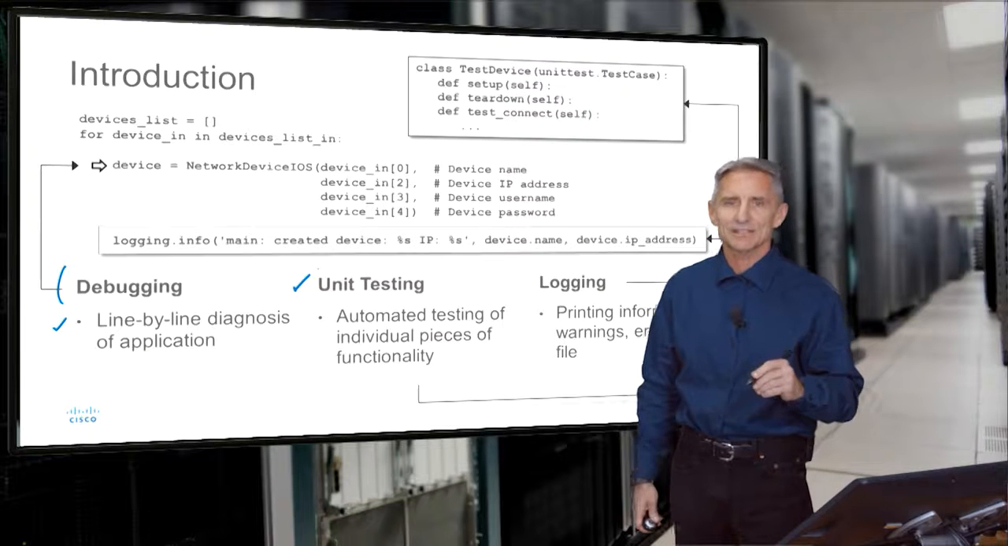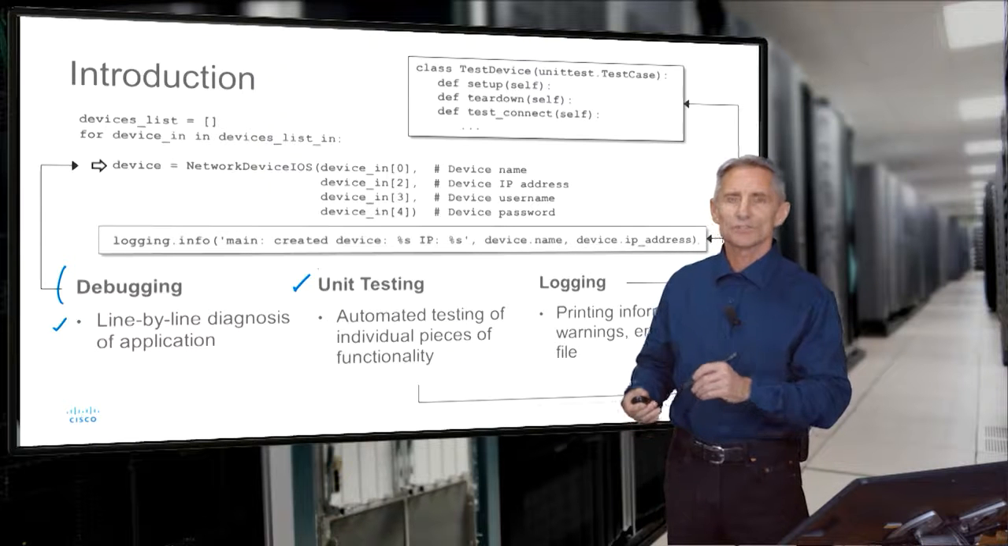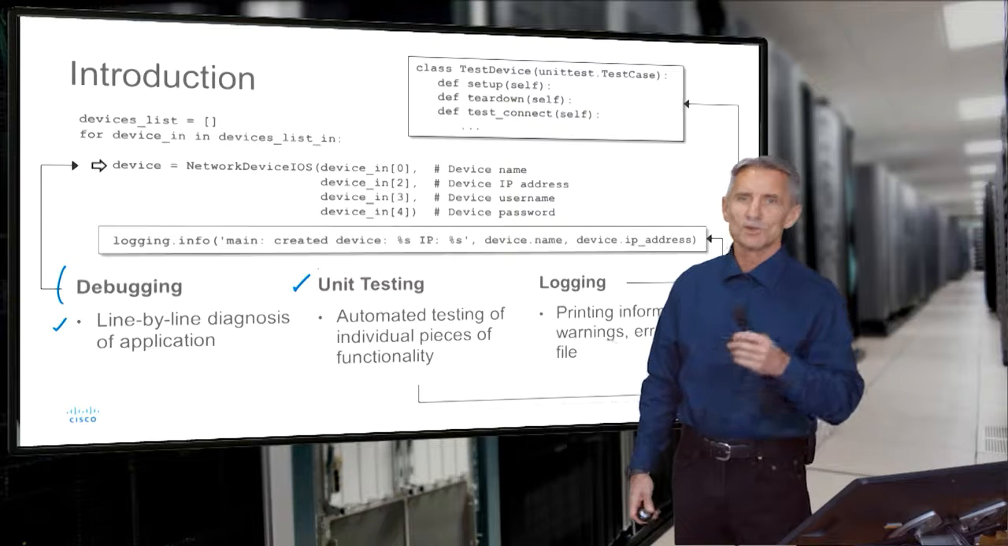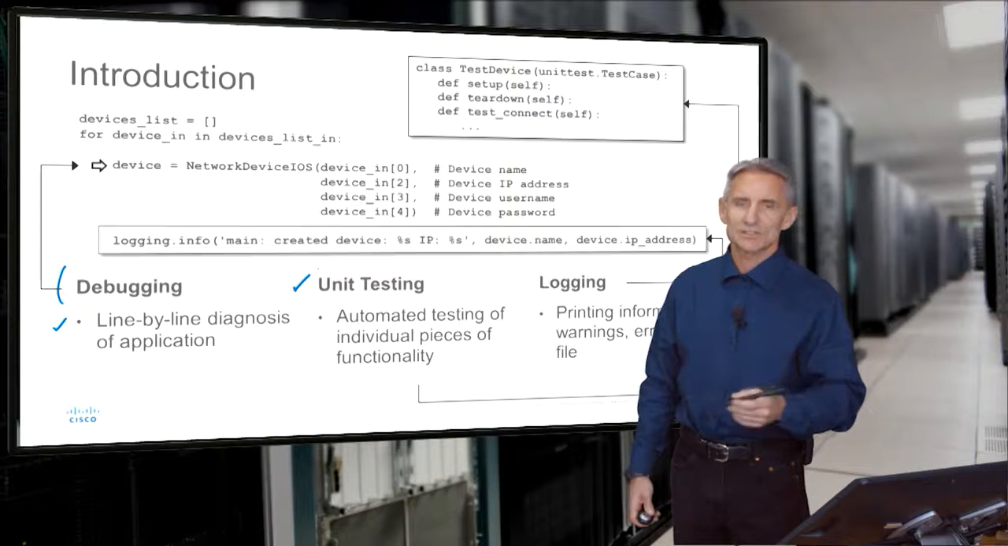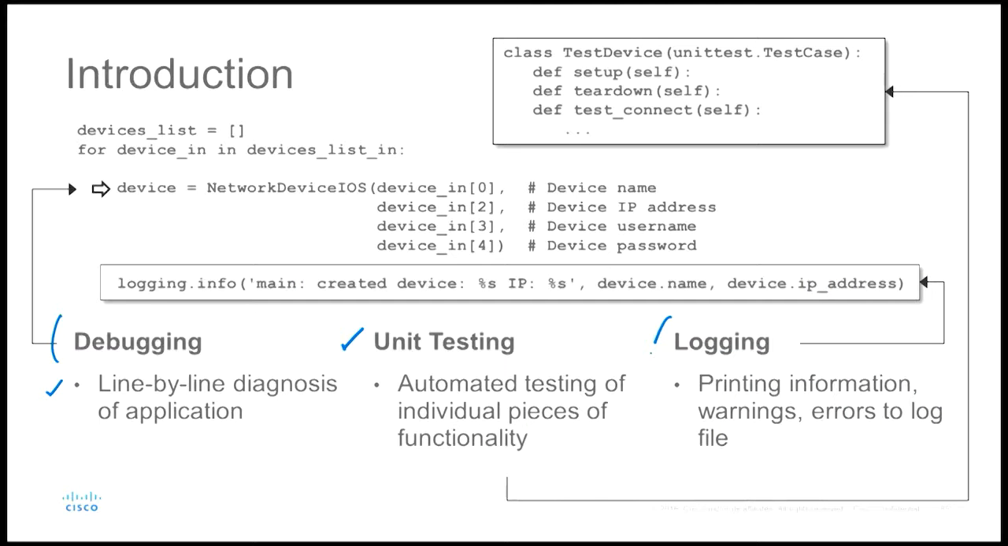So unit testing is good for making sure that your code works the first time, and it's also good for making sure that your code continues to work as you go through revisions and bug fixes, etc., as you go through time. Now, the last thing that you want to be aware of is logging.